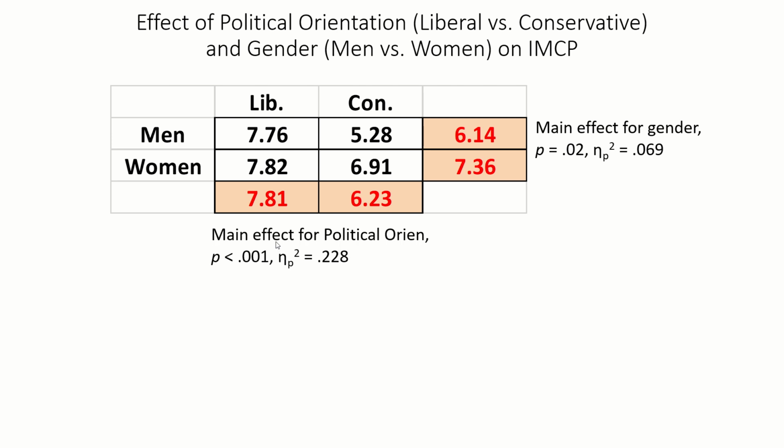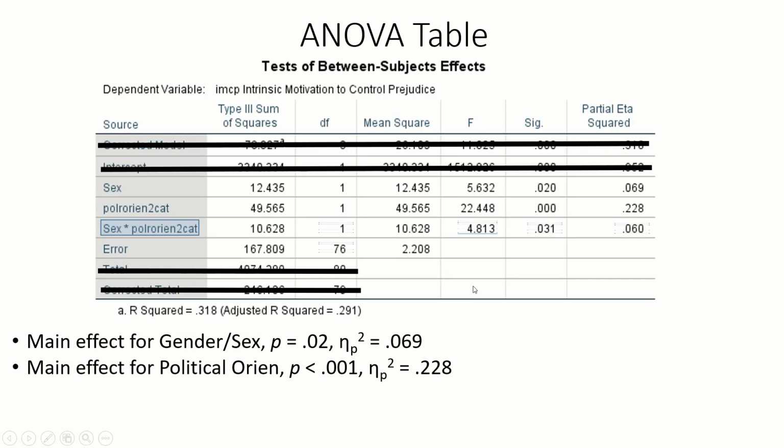And we're just as interested to see whether the difference between liberals and conservatives, this effect of political orientation, is that simple effect of political orientation going to be significant for men as well as women? So we're going to find differences between liberals and conservatives for both men and women. So is there going to be an interaction between political orientation and gender? And so we can go back to the ANOVA table and finally look at the sig value, the p-value for the interaction term here.